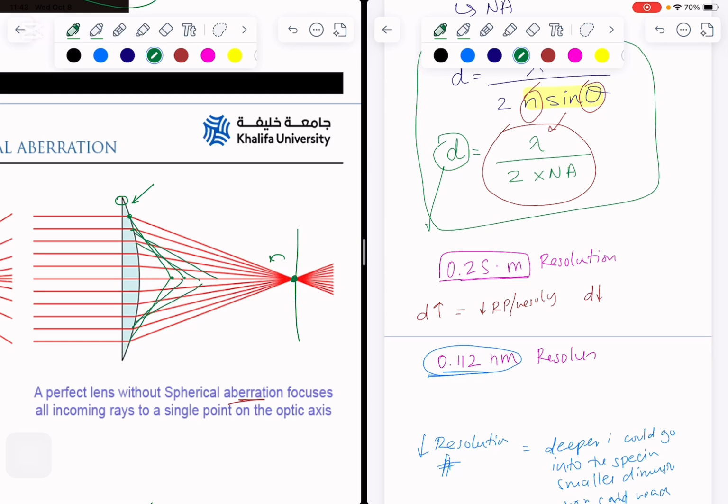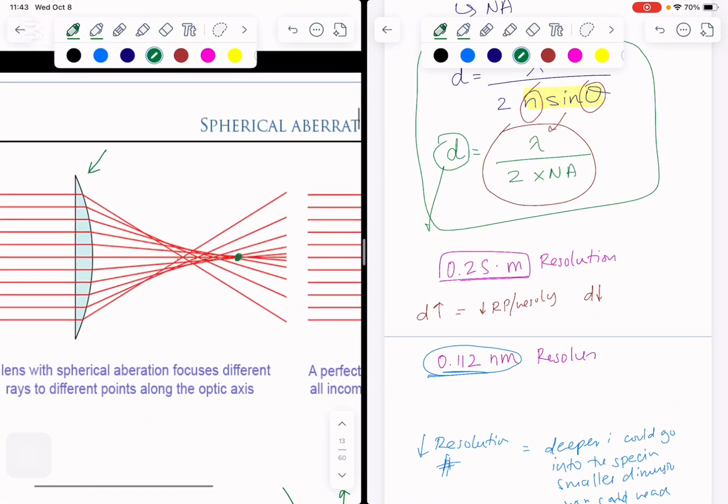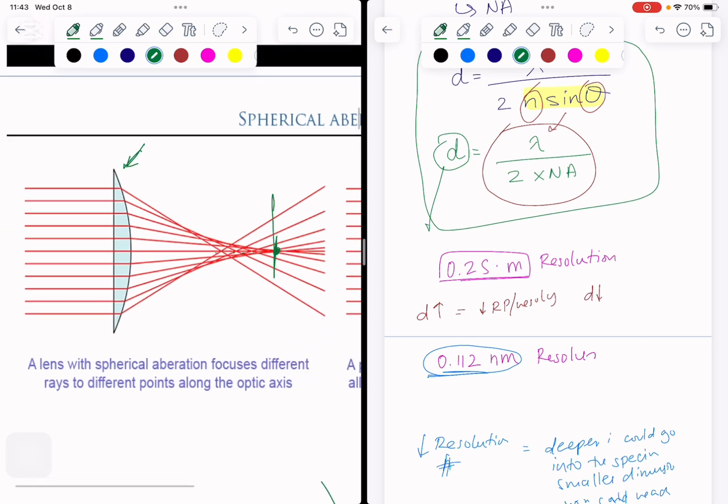You're just going to end up having a really fuzzy picture because of this problem, which is due to the eyepiece or this lens over here. As you can see, they're all supposed to meet here, but they're not, and because they're not, you end up seeing something very blurry or fuzzy under the microscope. This is the first problem.